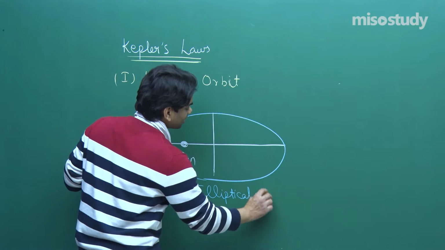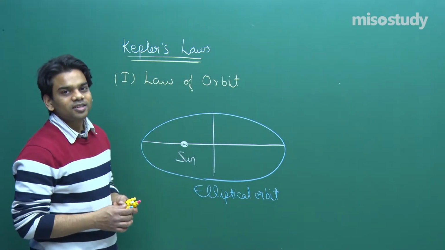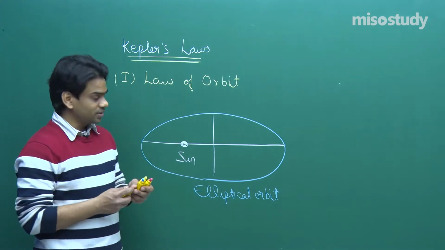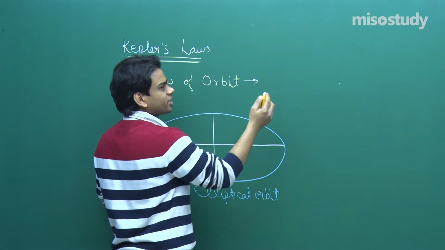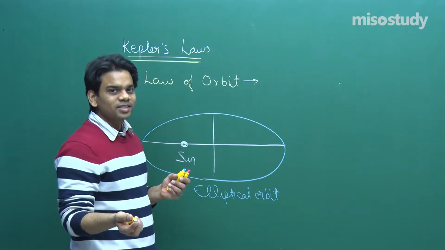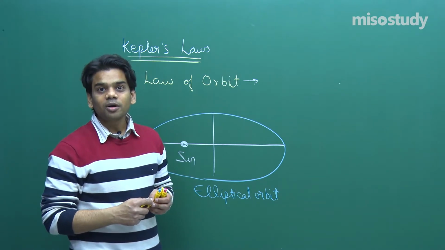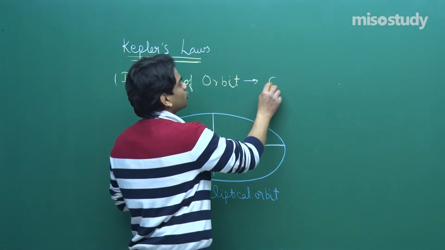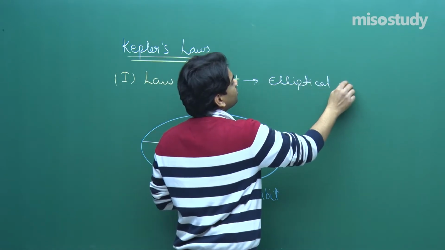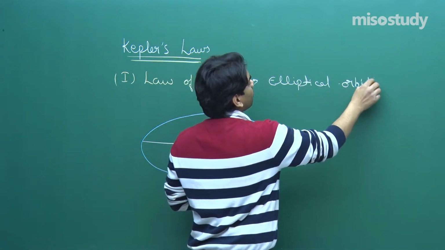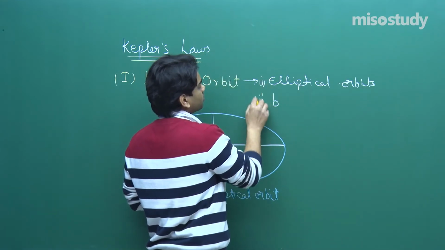So Kepler said that every planet is moving in an elliptical orbit and these orbits are bounded orbits. You can take down this statement that I am saying: every planet moves around the sun in an elliptical orbit and these orbits are bounded orbits. So elliptical orbit is one point, and these orbits are bounded orbits is the second one.